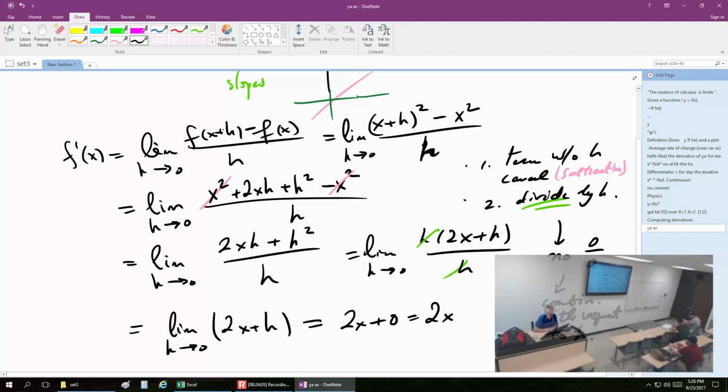Okay, so this is, I suppose, a 4-step procedure. Eliminate terms in the numerator that do not contain h. Then divide by h. Observe that you don't have division by 0 over 0 anymore. And then the function should be continuous, and then you just evaluate the limit by substitution.